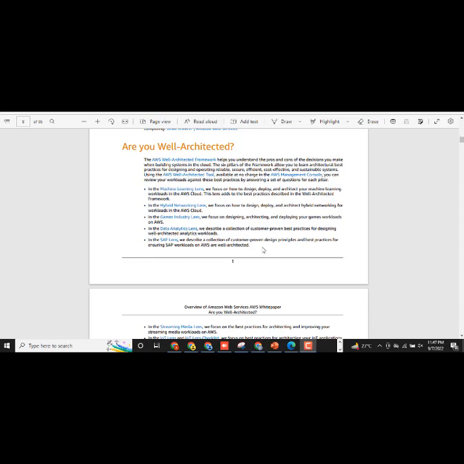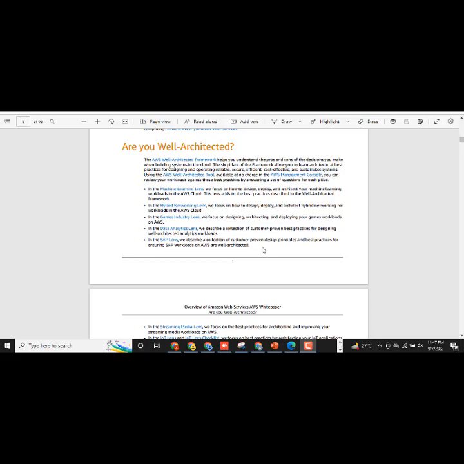The six pillars of the framework allow you to learn architectural best practices for designing and operating reliable, secure, efficient, cost-effective, and sustainable systems using AWS. The Well-Architected Tool is available at no charge in the AWS Management Console, so you can review your workload against these best practices by answering a set of questions for each pillar.